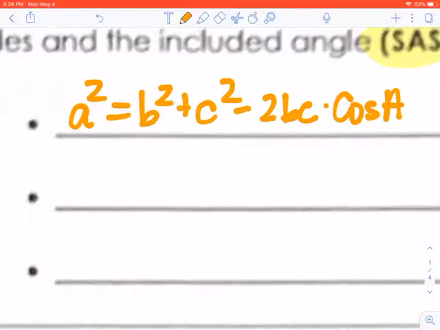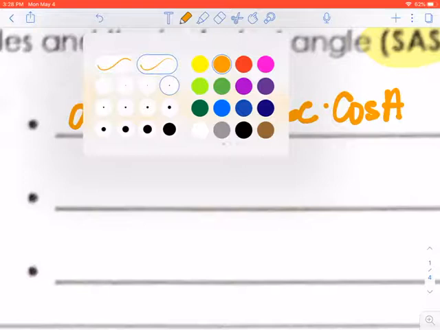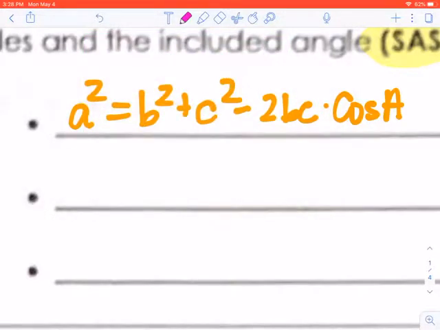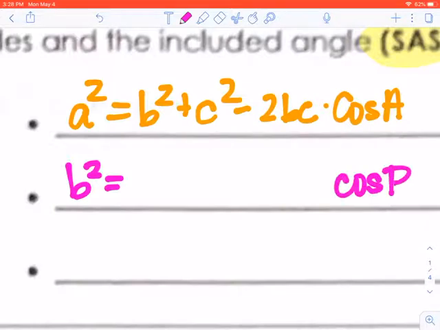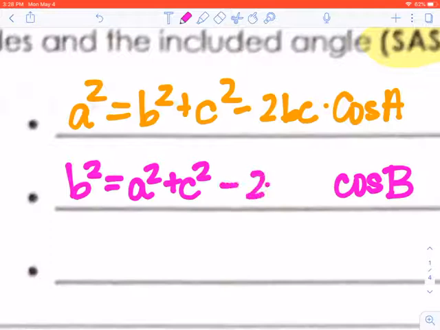Now, if you're not looking for side A or angle A, you could be looking for side B or angle B. If that's the case, then you start with b squared and you end with cosine of B. And then in the middle, because we have b on the outside, it's a and c. So I have a squared plus c squared minus 2 times a times c times the cosine of B.